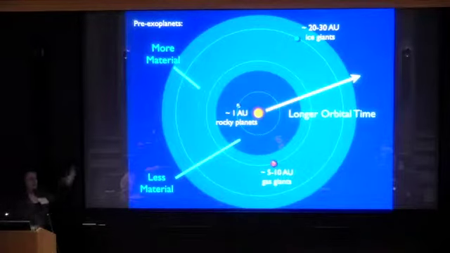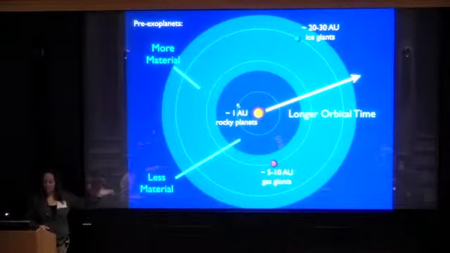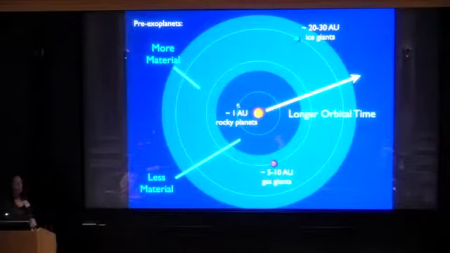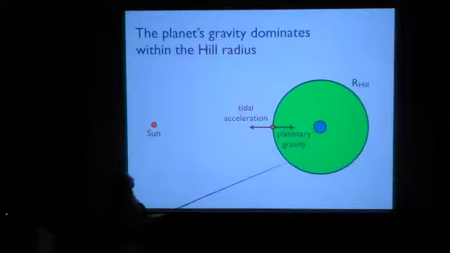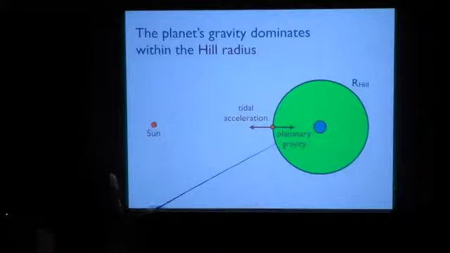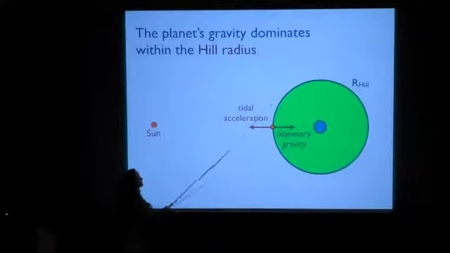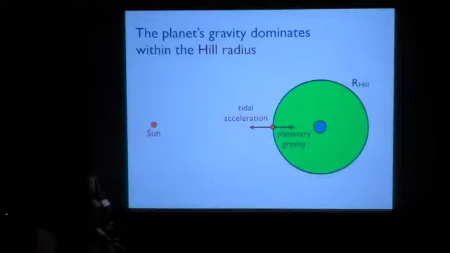And of course, this picture worked very well when we were just trying to explain the solar system. It worked fantastically. But now that we have exoplanets, it doesn't work quite as well. So I'd like to just explain this picture in a little bit more detail because it's going to become relevant later on. So bear with me for a moment and recall that the planet's gravity dominates within what's known as its Hill radius. This is where planetary gravity balances tidal acceleration.